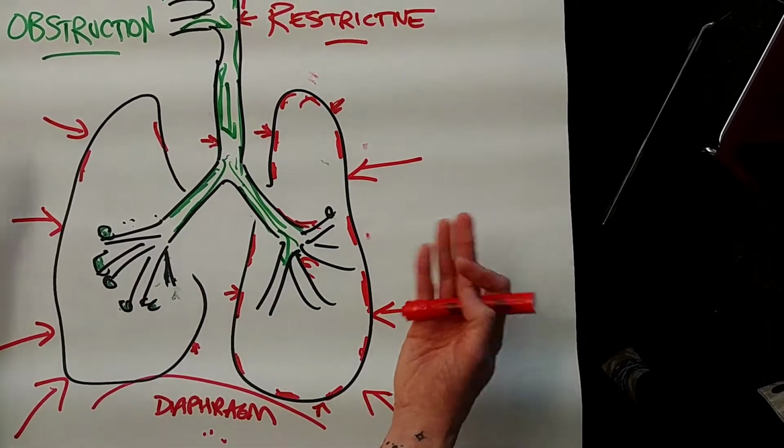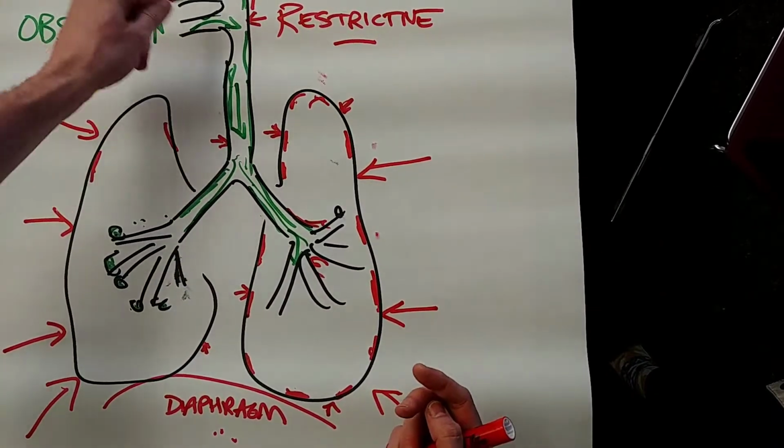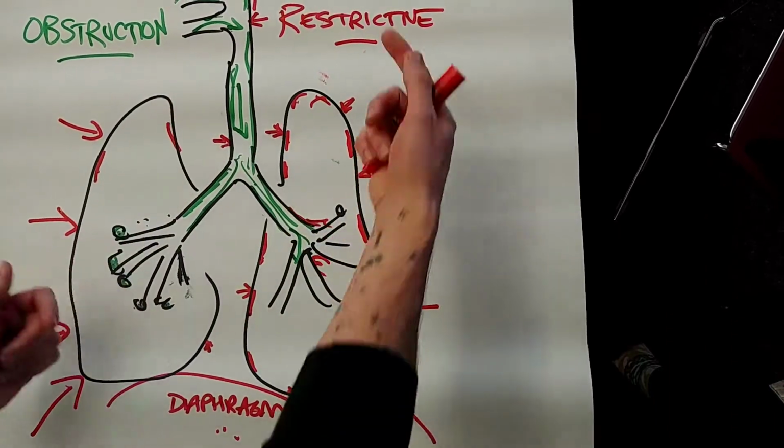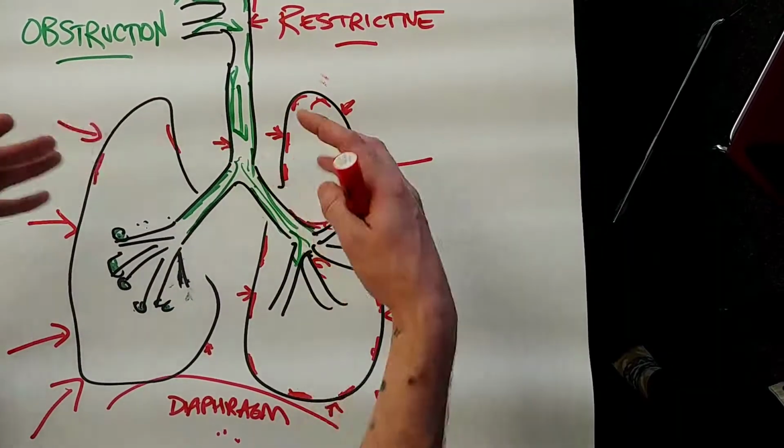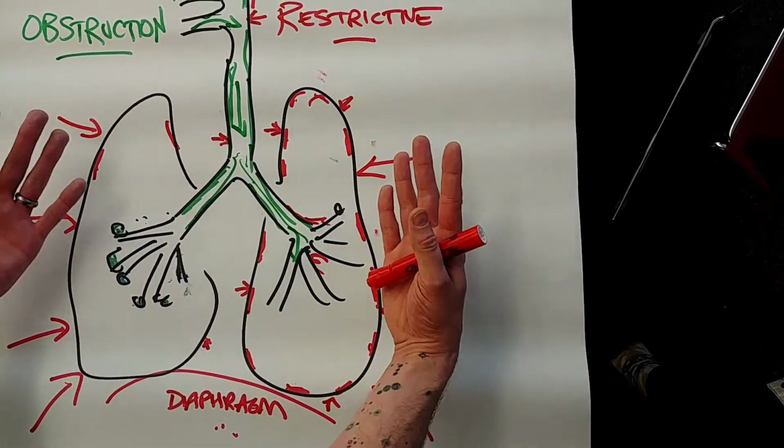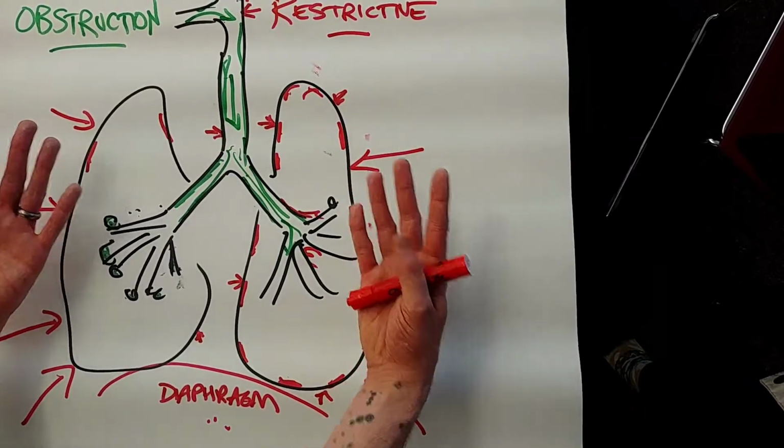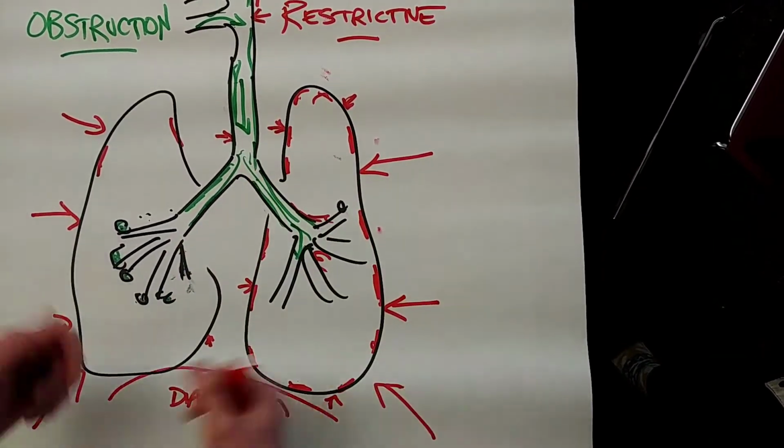So there you go. The difference would be obstructive has to do with the airway being impeded. Restrictive has to do with structures keeping from being able to open to their full potential or move air through their full potential.